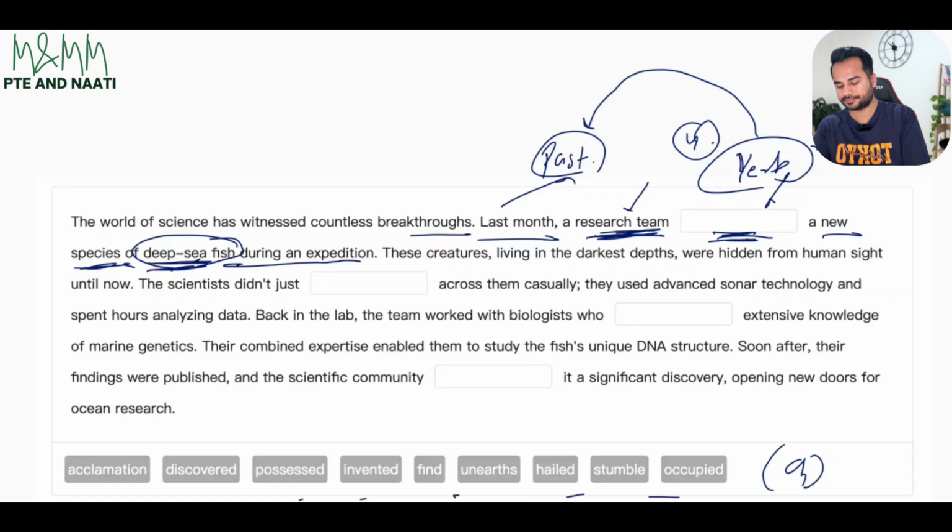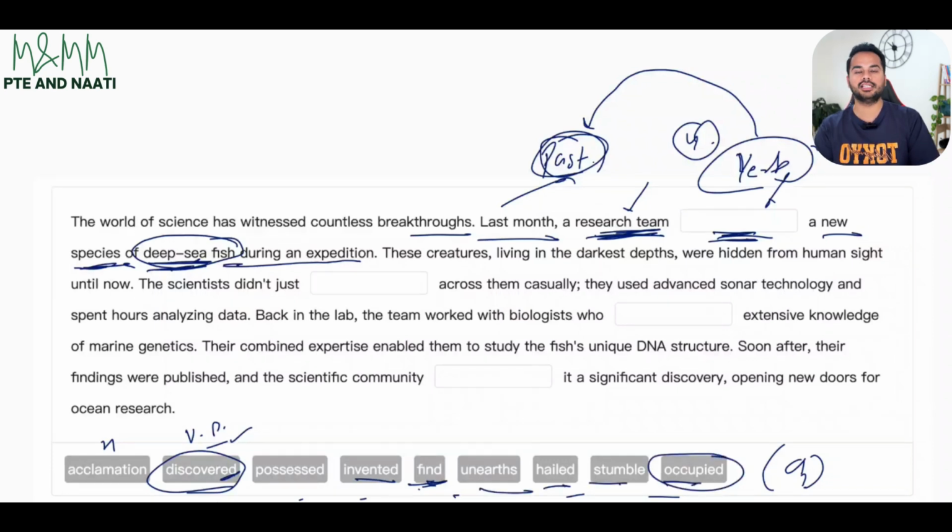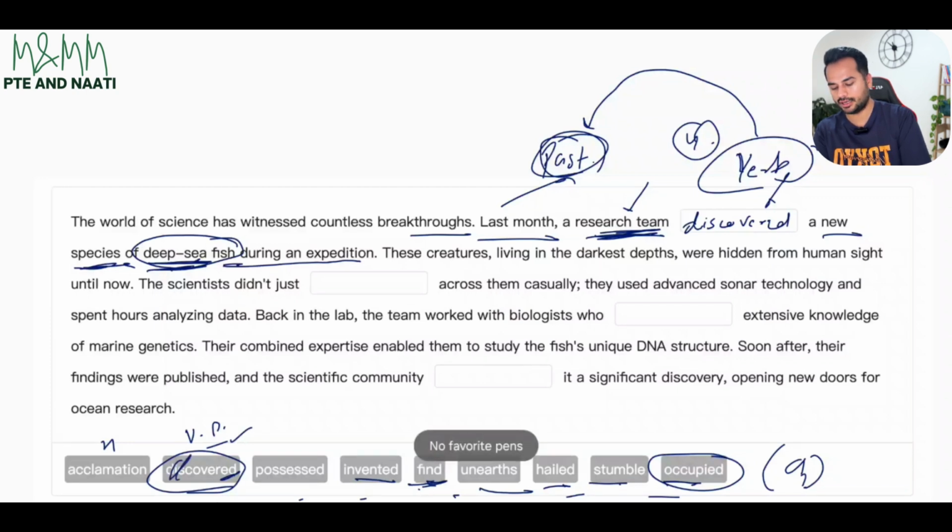So out of my options, acclamation is a noun. Then we've got discovered ending with ed. That means it's a verb in the past tense. So that does look like my right answer. Then possessed, invented, find. Now find is also a right word, but we need a verb in the past tense. So find is in the present tense, can't be the right answer. Unearthed, hailed, stumble and occupied. Again, these words do not make sense over here. My correct answer here needs to be the word discovered. So once I've used that particular word, I can eliminate it because that can never happen again.